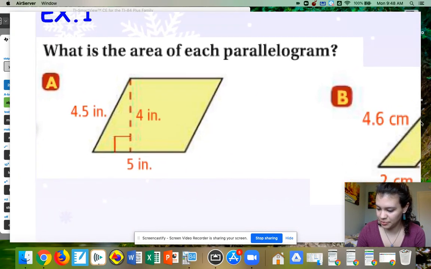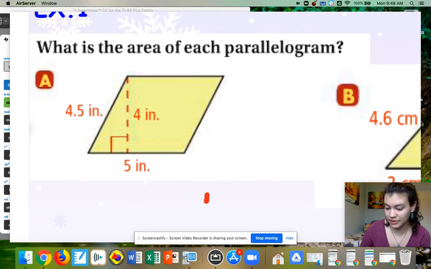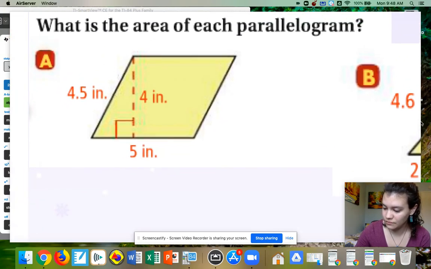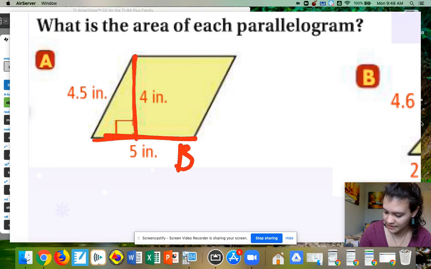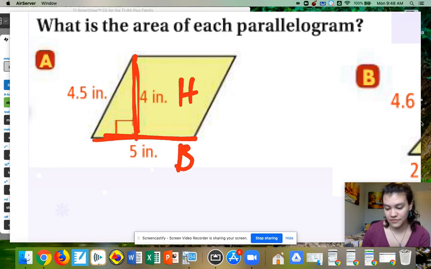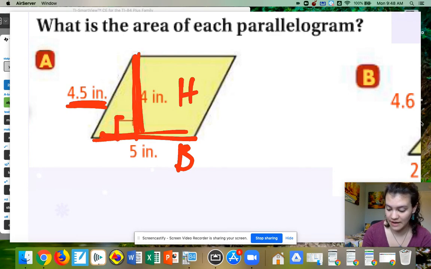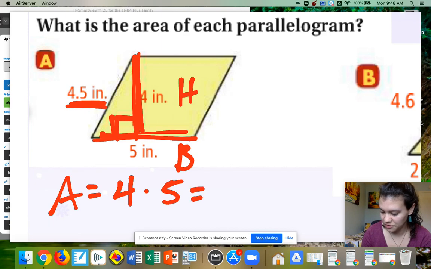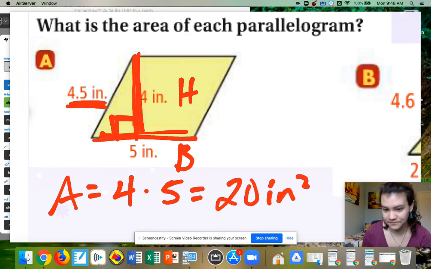So we'll do this example 1 first. We want to find the area of this parallelogram, so you can always label your shape. So here, this is going to be the base, and this is going to be the height. So this right here is not anything, it's just extra information to confuse you, because you want your height right here and your base right here to be perpendicular. So you have to have that 90-degree angle to use those two. So then our area is multiplying them together. So 4 times 5, which will give you 20 inches squared.